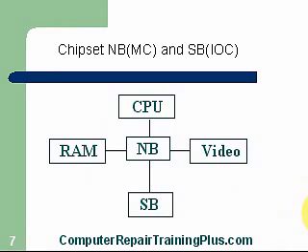Here's a diagram. CPU, north bridge, NB stands for north bridge. It's also called the memory controller. Intel just recently moved their memory controller onto their CPU with the Core i7. The video and RAM are normally controlled with the north bridge. And then the south bridge, again, controls everything else.